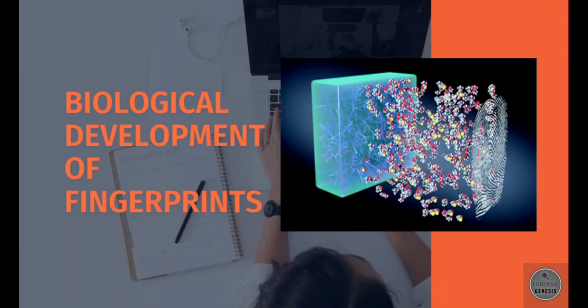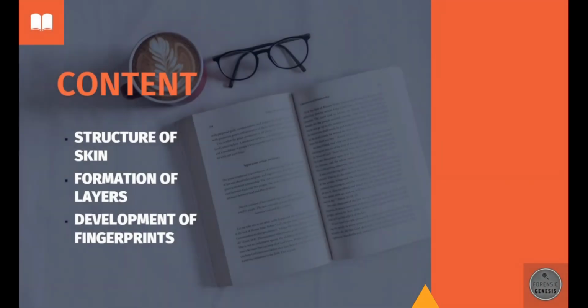The topic for this lecture is biological development of fingerprints. As we have already covered the introduction and history of it, the content that we'll be covering in this particular lecture is structure of skin, formation of layers, and morphogenesis of friction ridges.